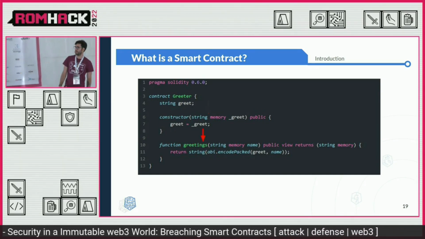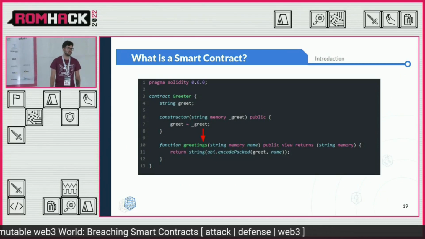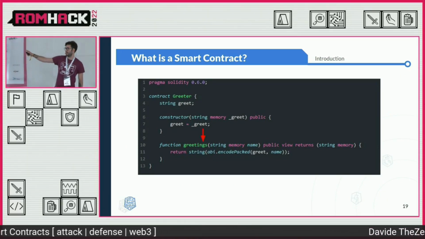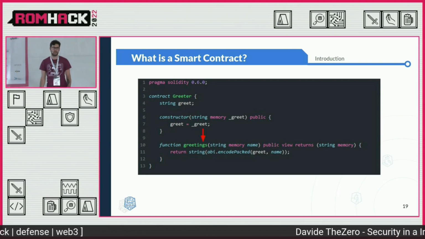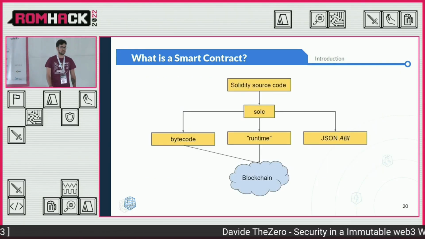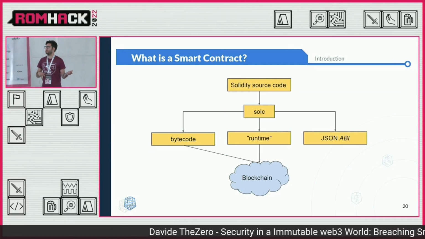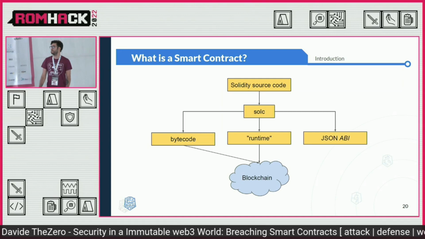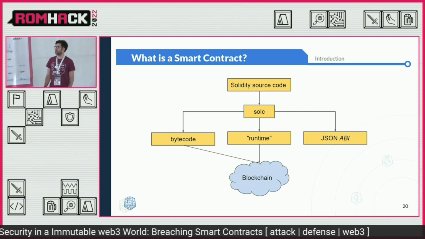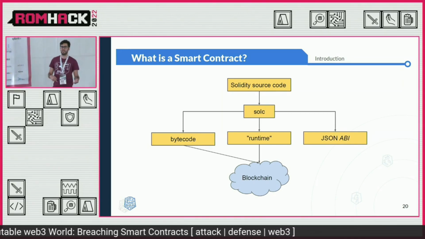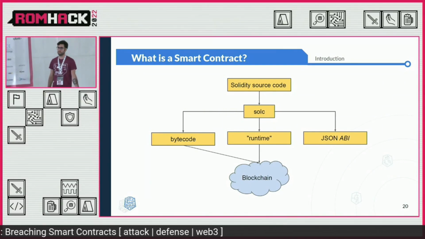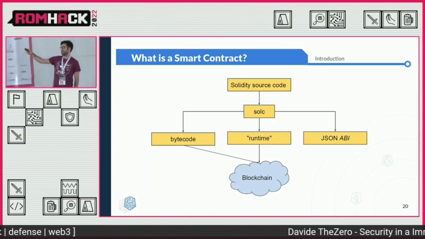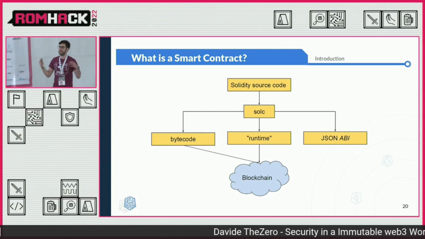And then we have at line 10 a function that is called greetings, and this function accepts a string, it's public, and returns a string. And how can we go from the source code that we just saw to the blockchain? Basically, we start the flow with the source code. We feed it to the solc compiler, the Solidity compiler, and the compiler gives us as output 3 main parts.